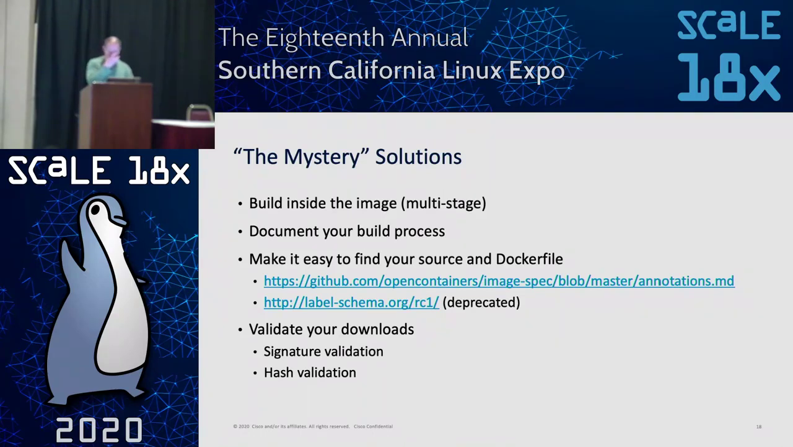So how do we solve these? Well, do the build inside your image. Use the multi-stage build feature. A lot of times those FROM scratch, COPY single file Dockerfiles are from people who are trying to do the right thing and say, well, I don't need to leave 3 gigs of build artifacts around. I only need my single statically built binary. But they aren't aware of multi-stage build. So do multi-stage build. Document your build process.